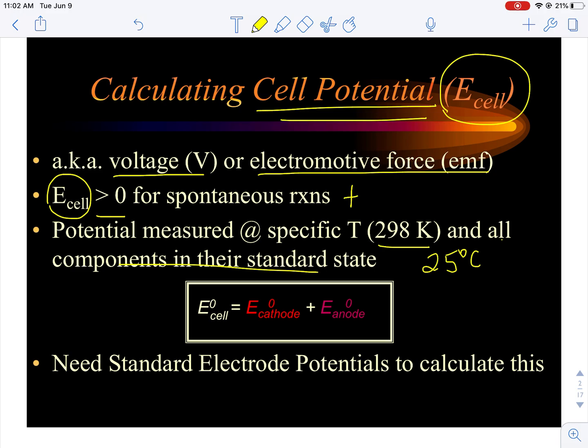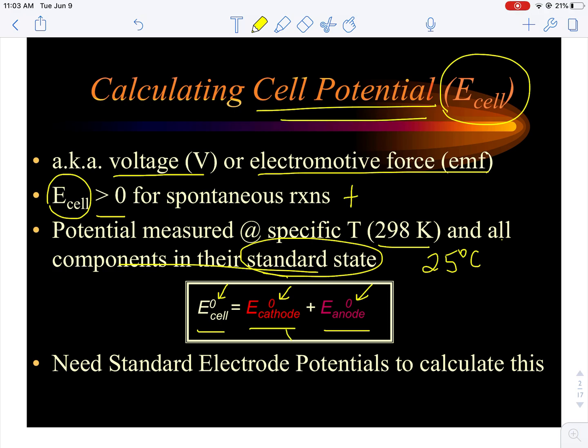The mathematical formula we'll use to calculate cell potential is the one here in the box. Our cell potential will equal the cell potential of the cathode plus the cell potential of the anode. The little degree sign here is meant to imply standard state, so we know what the temperature and the pressure at which the reaction is taking place at.